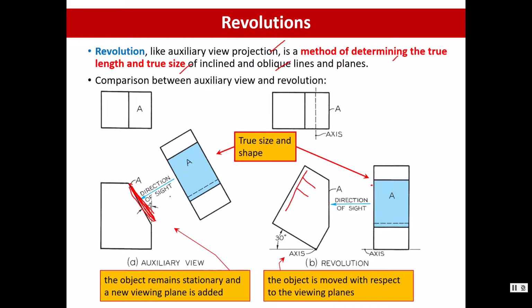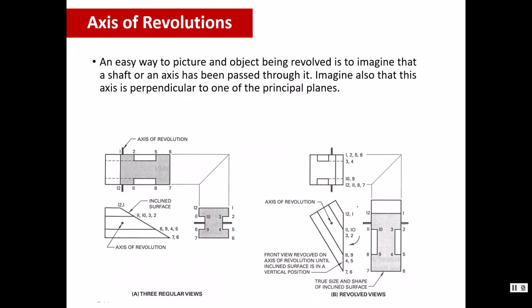Okay, so just imagine that this is the auxiliary view and we rotate, we revolve it, so that this front view will have to move 30 degree, and this view will be like a side view. So the object is moved with respect to the viewing plane. Okay, so this is the difference between auxiliary view and revolution. This also can be done in engineering drawing.